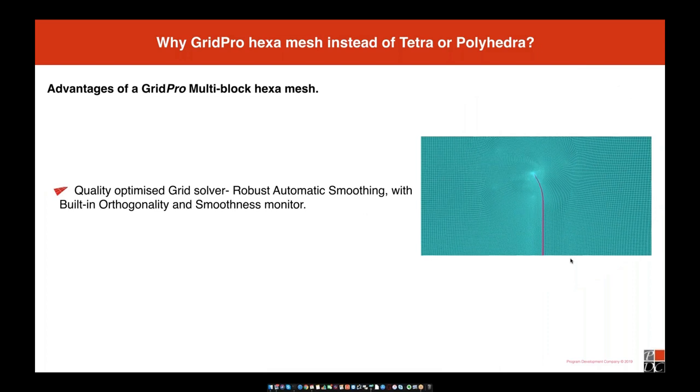Finally, one of the major highlights is its quality optimized grid solver. It has robust automatic smoothing with a built-in orthogonality and smoothness monitor, which ensures that you have a high quality grid when you run the solver.